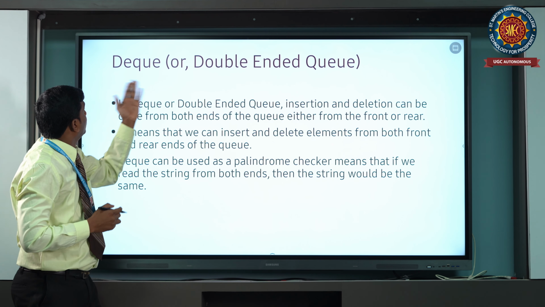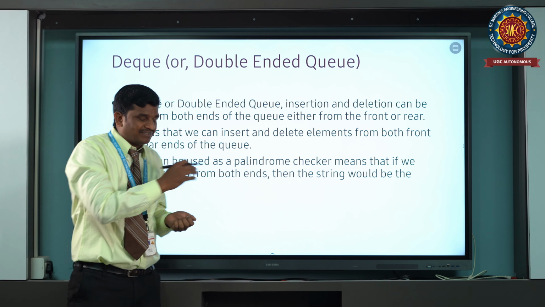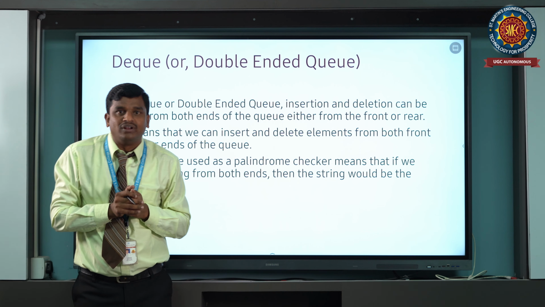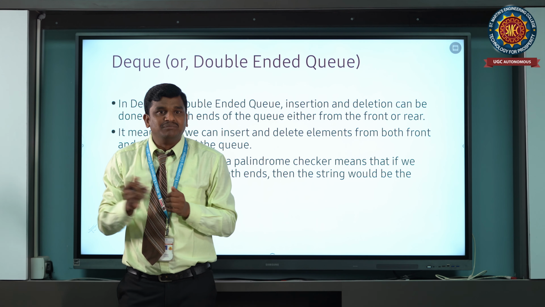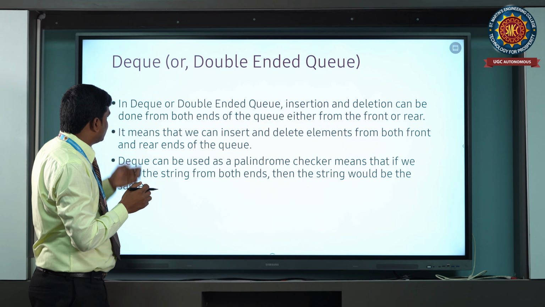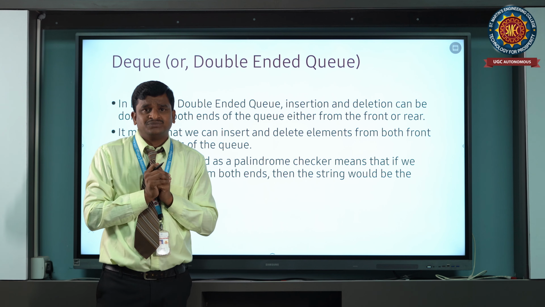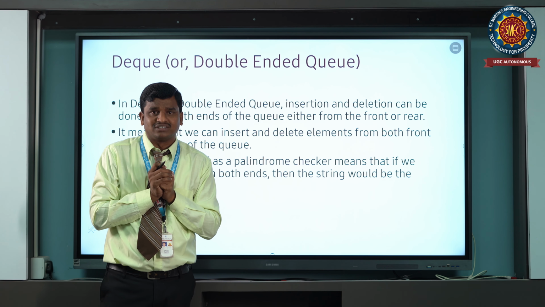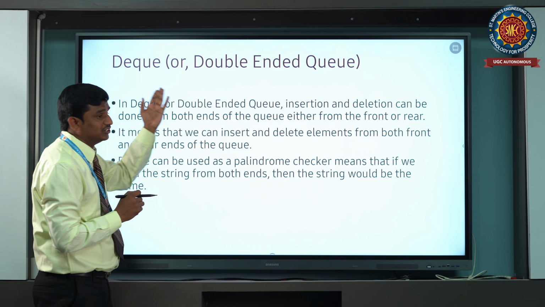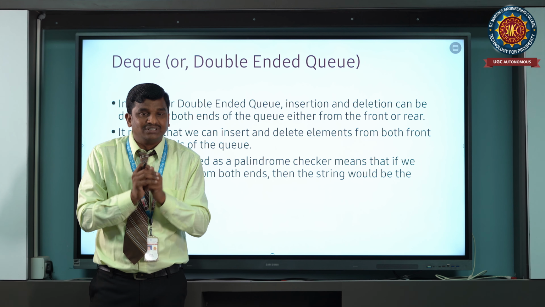Next, it is very important: DQ. In the first, we said adding the elements in the queue is called NQ, and deleting the elements is called DQ. So what happened here? DQ stands for double-ended queue. In an interview, they may ask the question, what is DQ? At that time, we have to say about this DQ. We should not say deleting the elements from the queue. It is wrong.